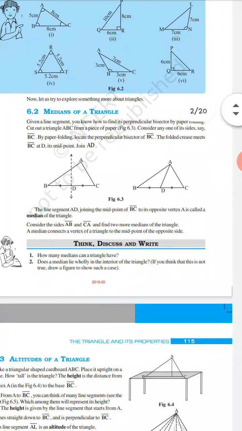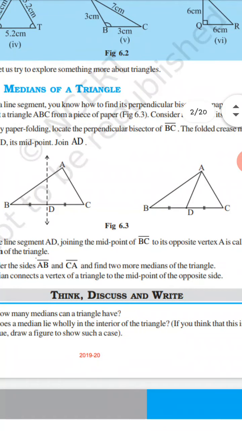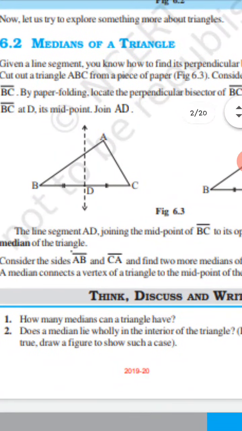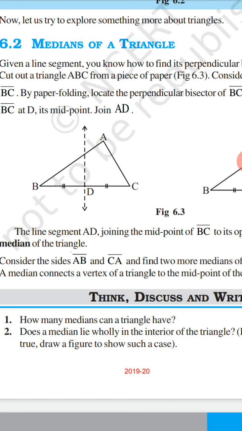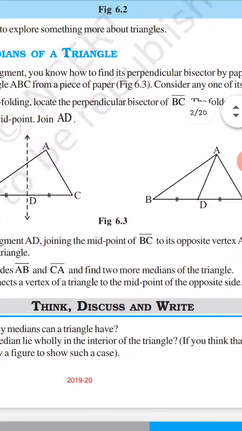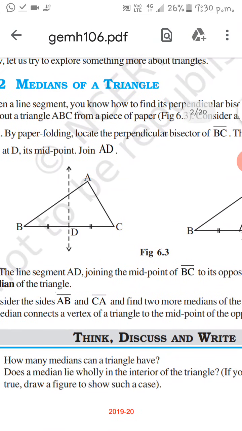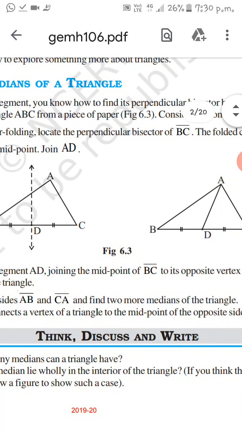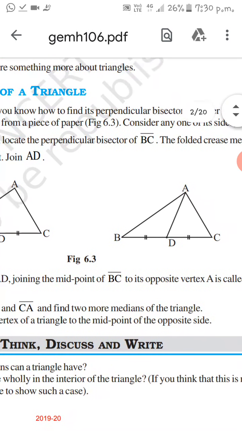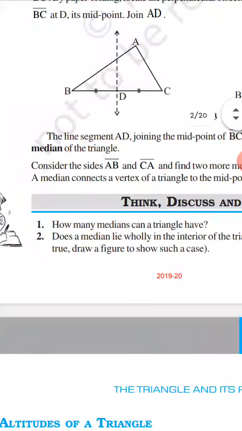Now first of all, you see what is the median of a triangle. You know ABC is a triangle and D is the midpoint of side BC. So if you join A to D, this AD is called the median of the triangle. So what is the definition of the median of a triangle? The median of a triangle is the line joining the midpoint of any side to its opposite vertex. So D is the midpoint of BC. If you join D to A, then AD is called the median of the triangle.